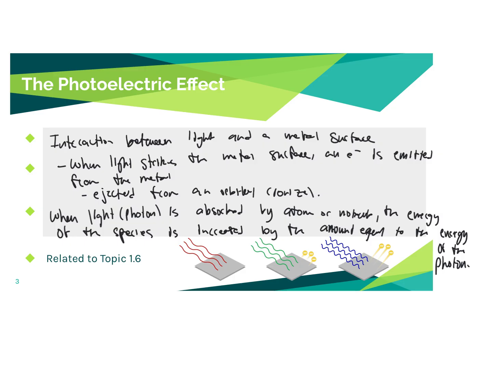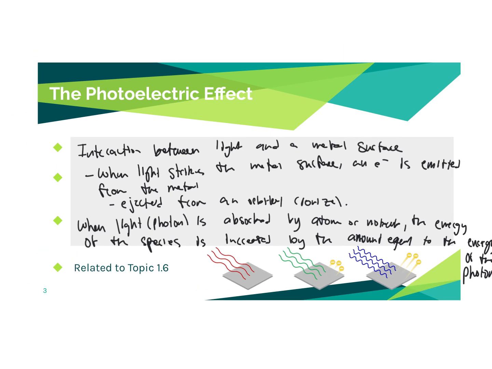And so this is related to topic 1.6 we learned earlier, which is photoelectron spectroscopy. This is essentially the light principle, or the electromagnetic principle, of what's going on in photoelectron spectroscopy. And so here we see we have our light that comes in, it's going to strike our metal. And what will happen is that these electrons will then be ejected from that metal.